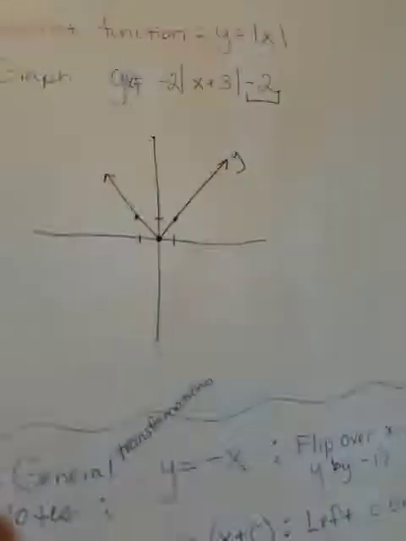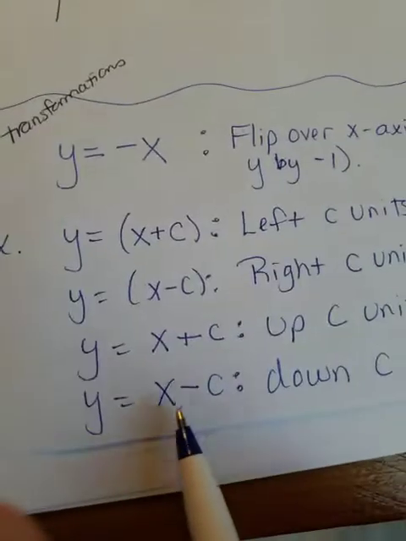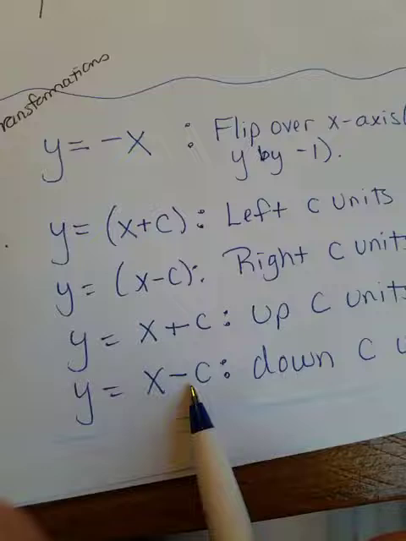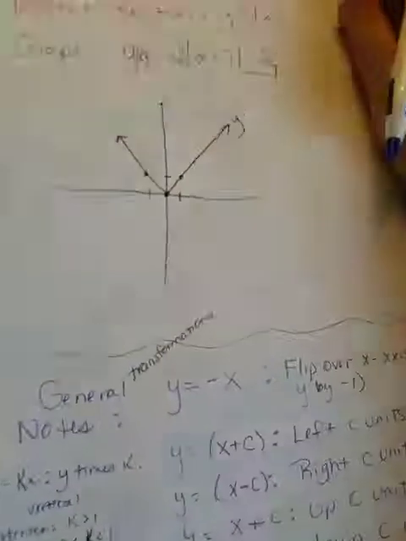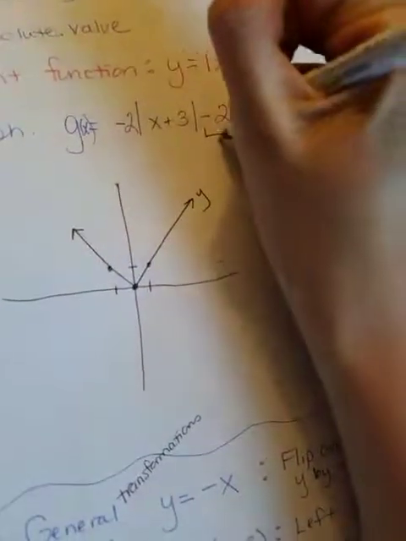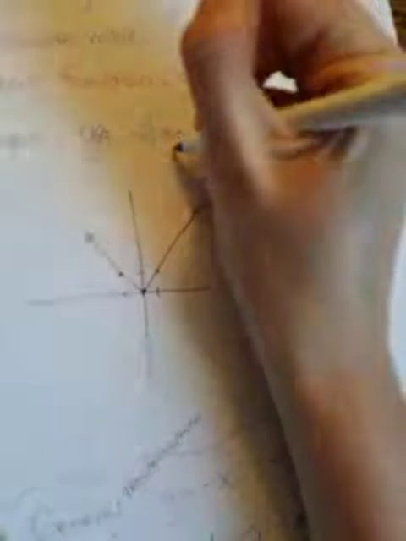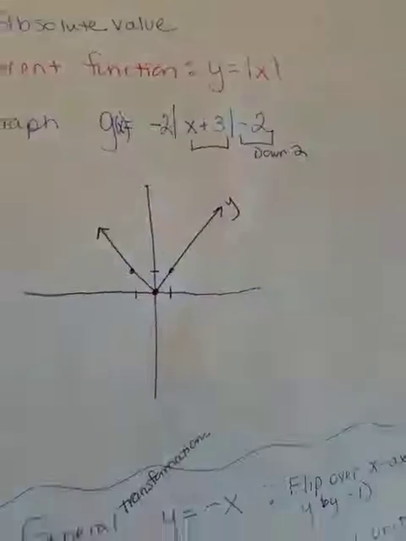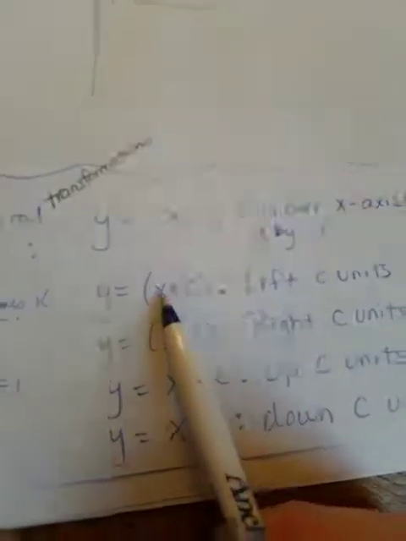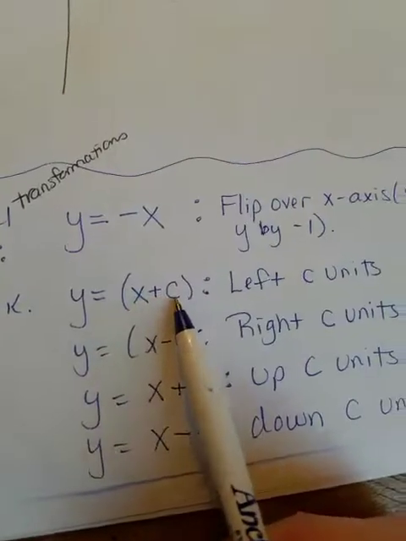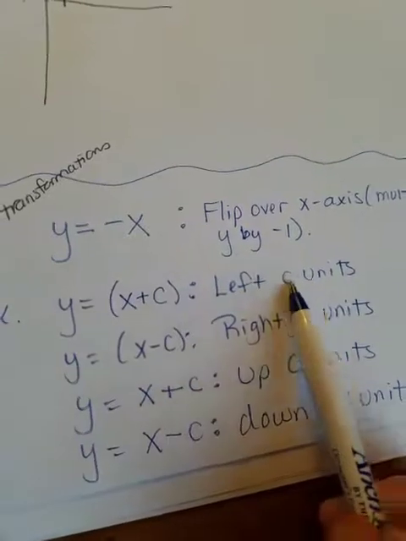So this negative 2 on the end, it's not in the parentheses or anything with the x, so it's this one here. It's whatever's happening to the x, and you're subtracting c. So that really means you're going down 2. This plus 3, that's in with the x. Whatever's happening to the x, we have a plus 3. So that means we're going to go left 3 units.